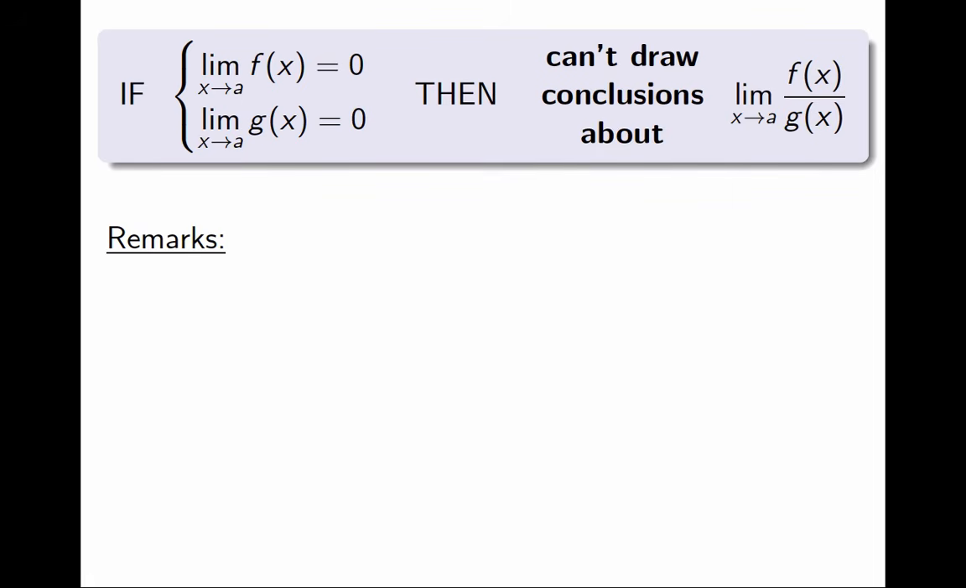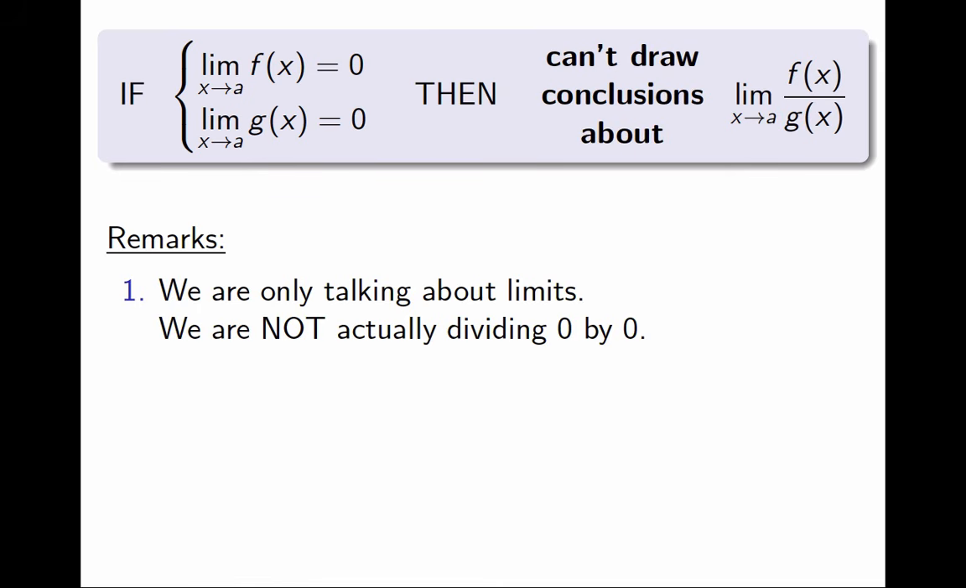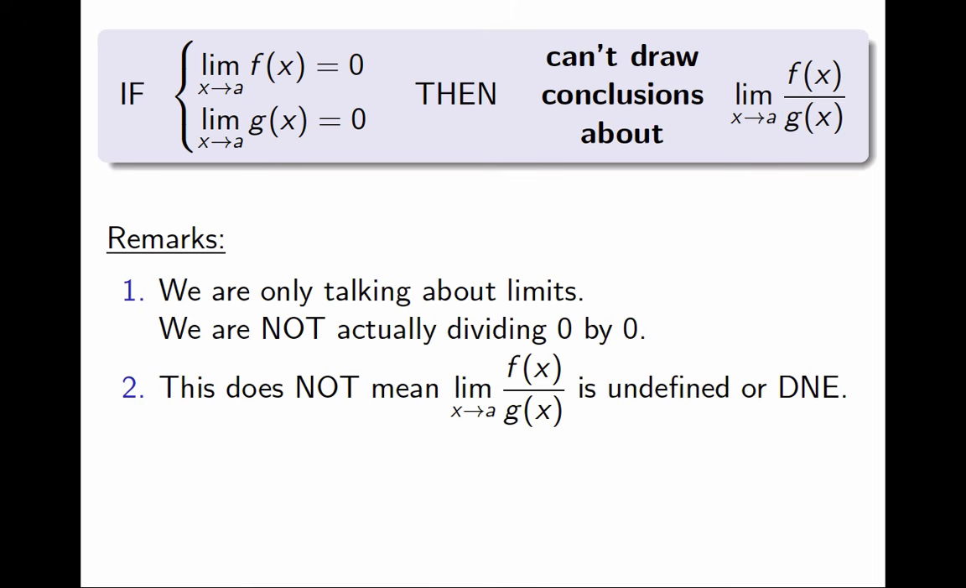I have some important remarks to make. First, we are talking about limits. We are never actually dividing 0 by 0. For any value of x, I will have something close to 0 divided by something close to 0. Second, indeterminate form does not mean that the limit of the quotient is undefined or that it doesn't exist. Its particular case may be different. Some may exist and some may not. It only means that we do not know what the answer is yet and we have to do more work.